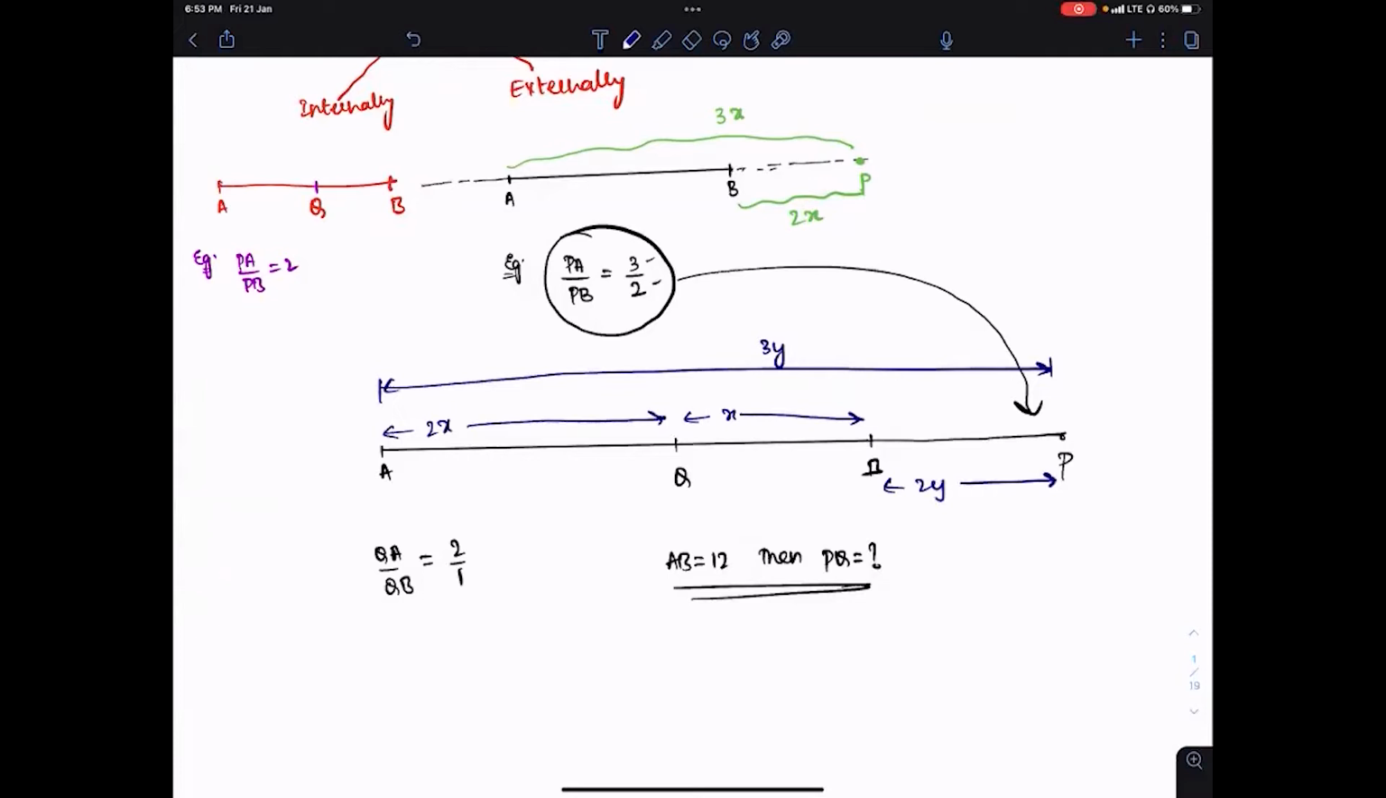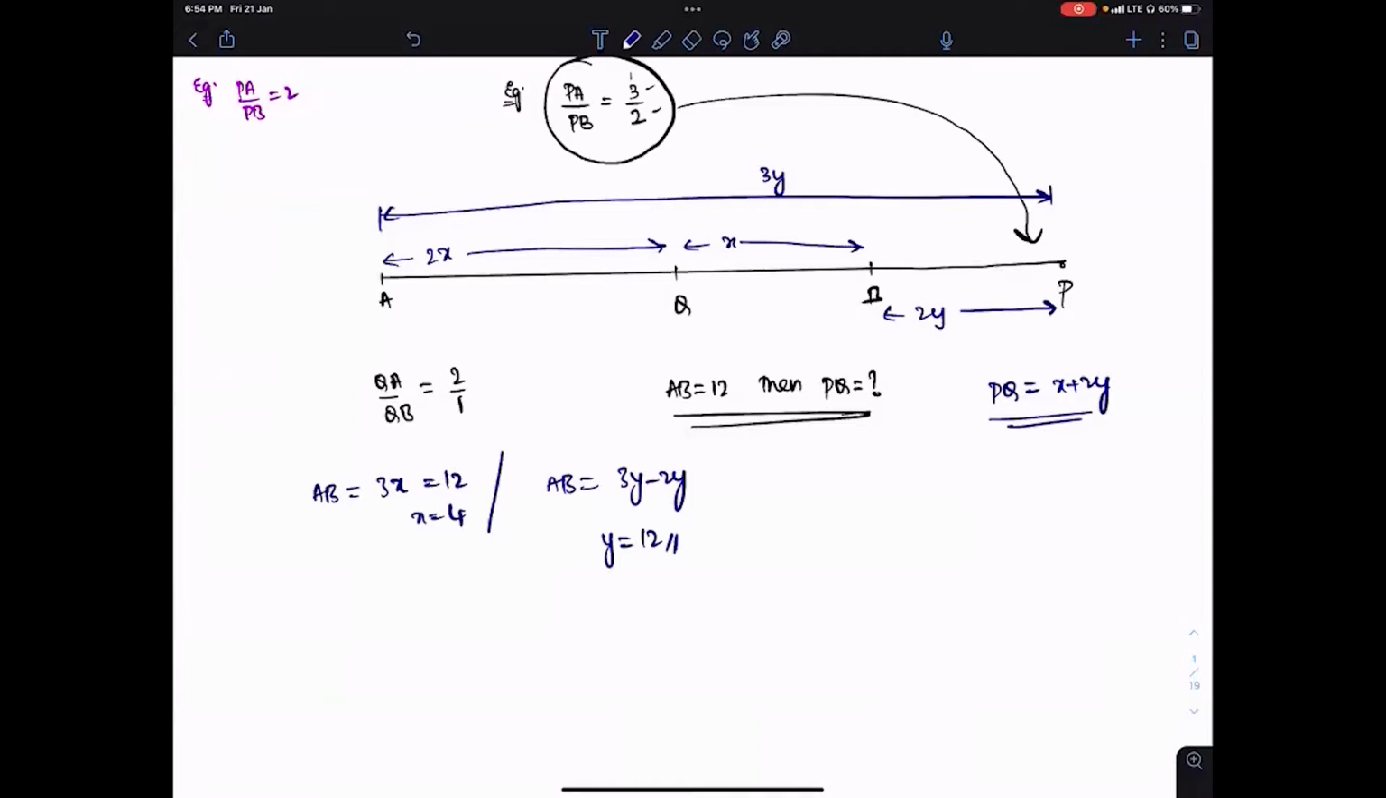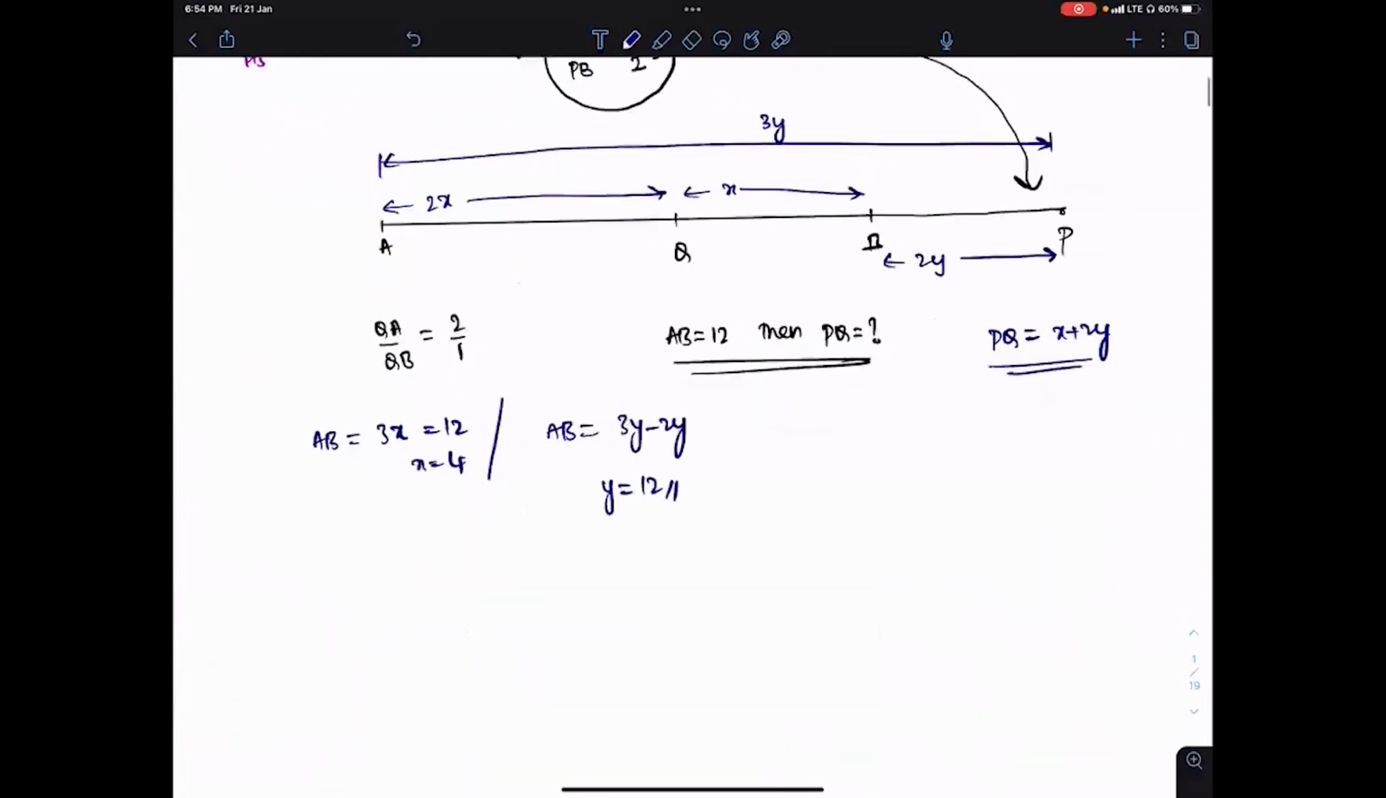Now, what do we know? AB. With AB, you can find the length PQ, which they're asking. So PQ is nothing but, from the figure, x plus 2y. We need to find x and y now. Easy. AB we know, no? So AB can be written in terms of x as 3x, which is 12. So x is 4. And also in terms of y, can you write AB in terms of y? Yes, it is 3y minus 2y. Right? So y is equal to AB, which is 12. So x we got, y we got, you substitute there, you'll get PQ. Okay. So that is one point which I want to explain here in terms of the ratio.